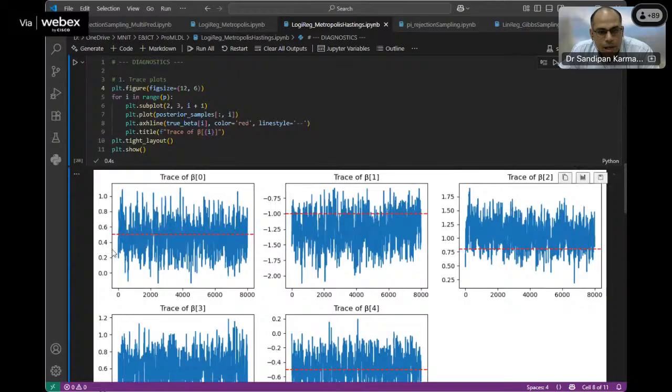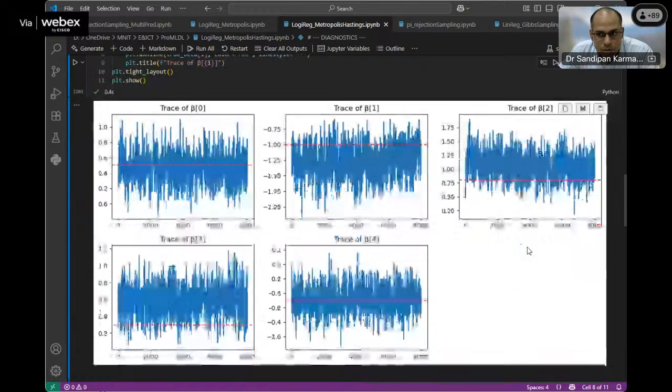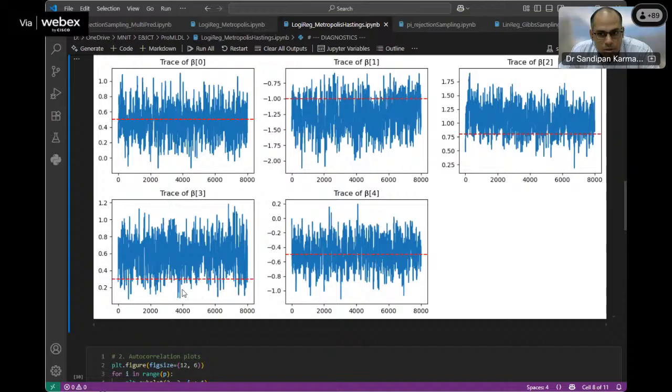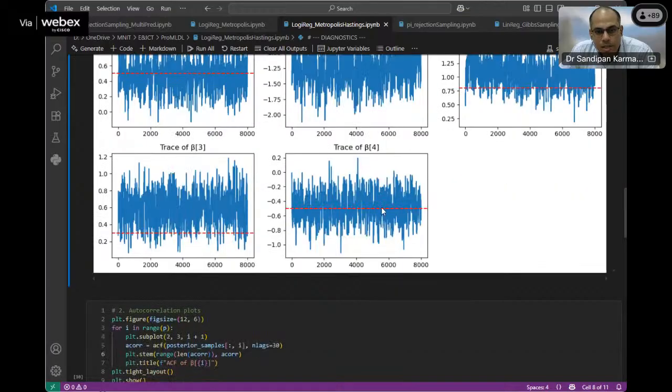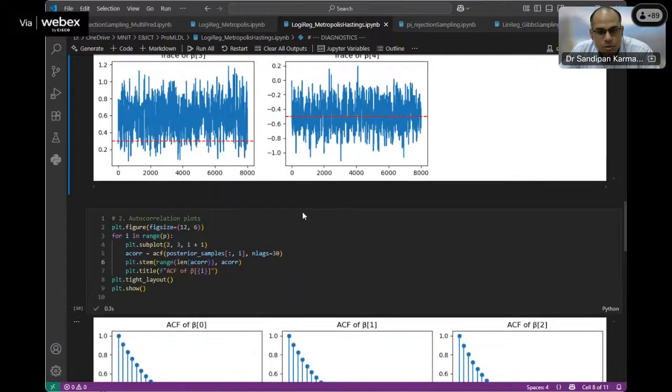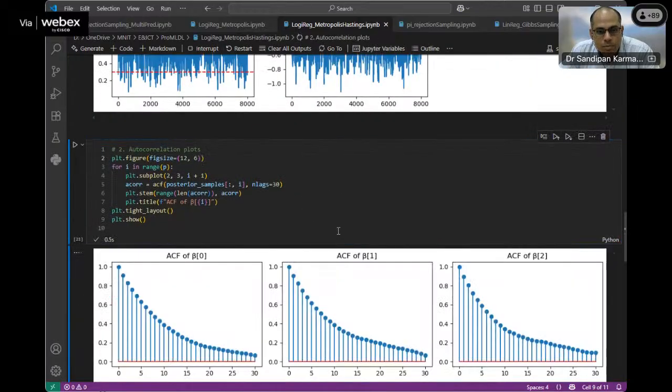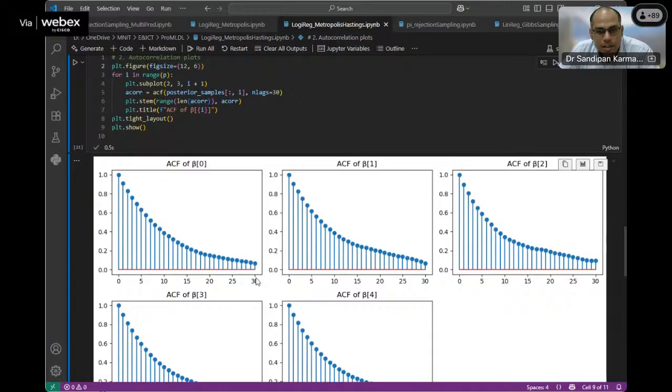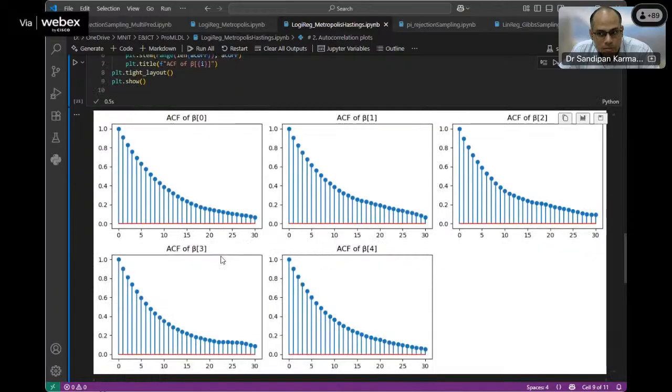You can see that beta naught is quite good. Beta 1 is not at all good. Beta 2 is also not good. Beta 3 also not good. Beta 4 is very good. So beta naught and beta 4 are quite good because they are centered around the true value. Now for the autocorrelation plots, you can see that the autocorrelation is diminishing very slowly. With increasing lag it should decay very fast, but here it is decaying very slowly.